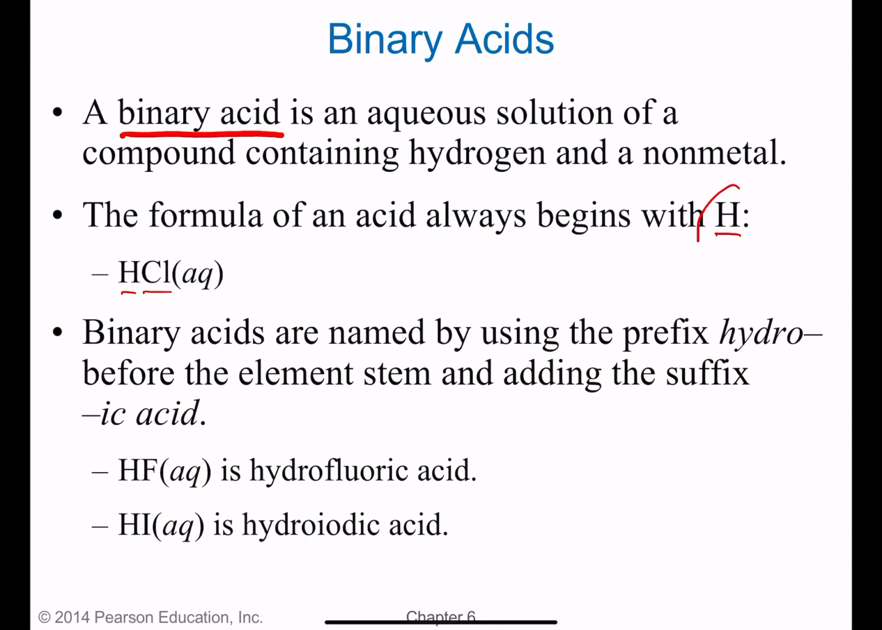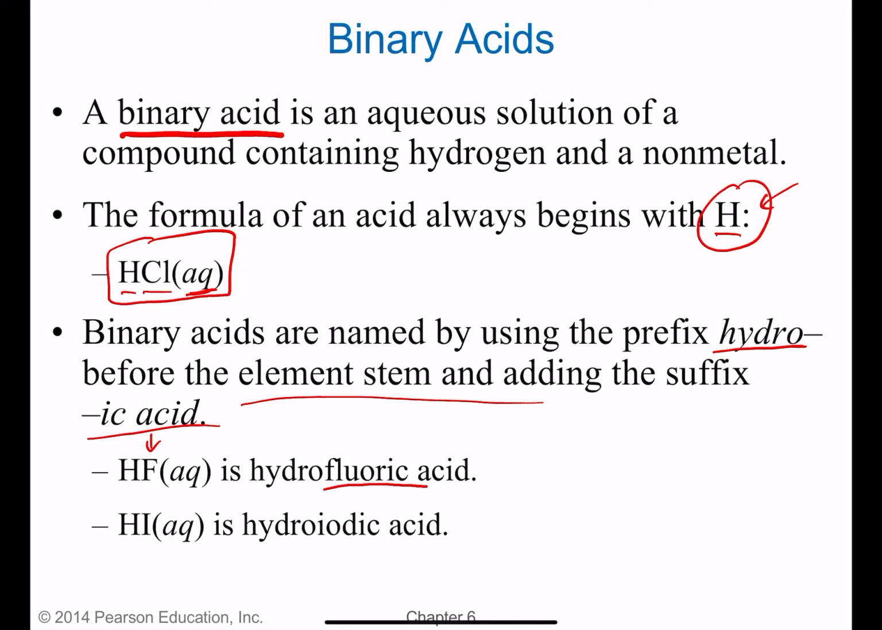And honestly, the H is what makes it an acid. So the H, when it dissolves in water, and the AQ, which we'll learn in another video, basically stands for aqueous. But when you have this HCl dissolving in water, the H breaks off, and that's what makes the acid acidic. But for the naming, we're going to use hydro to represent the hydrogen, and then the element and ic acid. So here, for example, we have fluorine. So we have fluoric acid, and the full name is hydrofluoric acid.